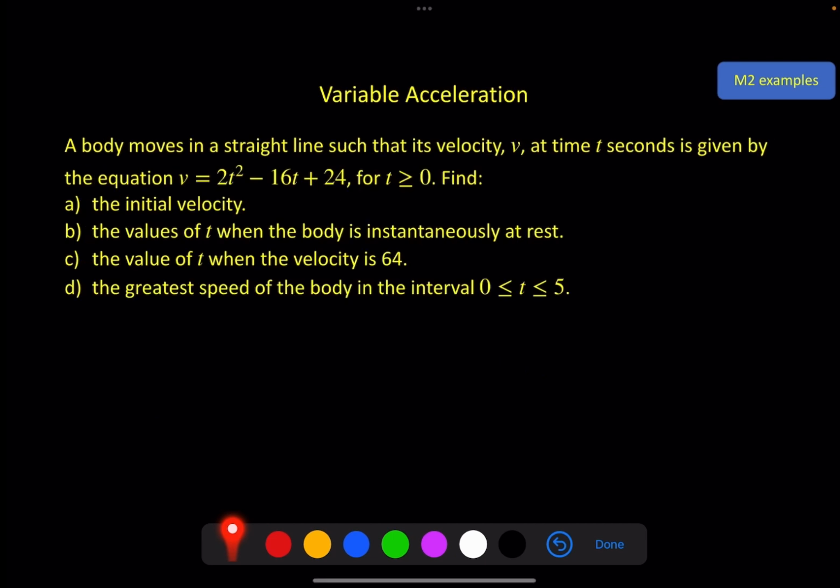Next example. A body moves in a straight line such that its velocity v at time t seconds is given by the equation this, for t is greater than or equal to 0. Find the initial velocity. Part A is fairly straightforward.